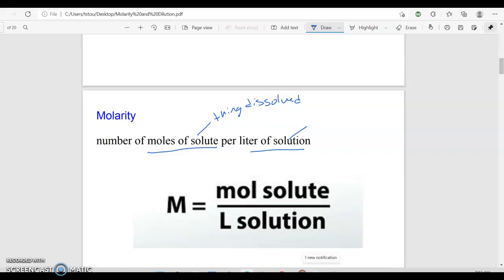And solution will be all of the stuff, so it would be the water and the salt. The last thing that is not in the definition, the solvent, would be the thing like the water. So the thing that gets dissolved is the solute. The thing that does the dissolving is the solvent. And then when you put the two together, you get the solution. So when we look at the definition of molarity, we're always going to think about moles of solute per liter of solution. It's a division sort of thing.